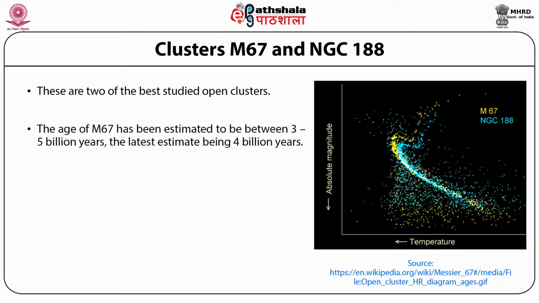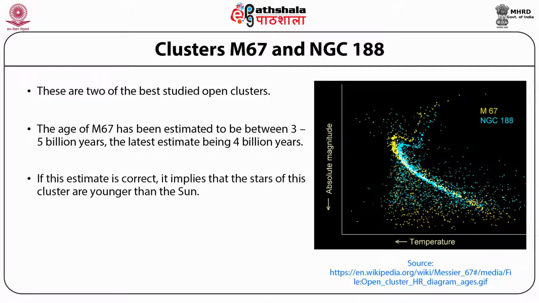The age of M67 has been estimated to be between 3 to 5 billion years. The latest estimate is 4 billion years, and if this estimate is correct, it implies that the stars of this cluster are younger than the Sun. The diagram over here also shows blue stragglers.